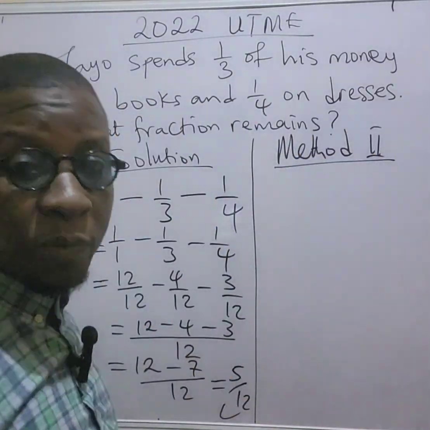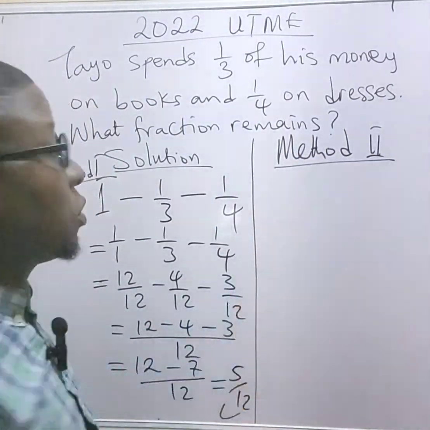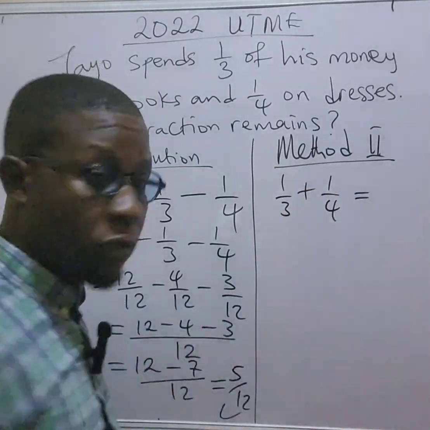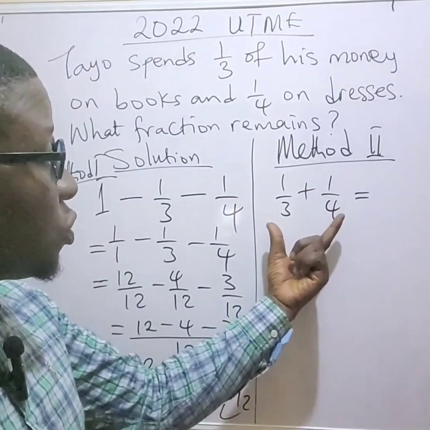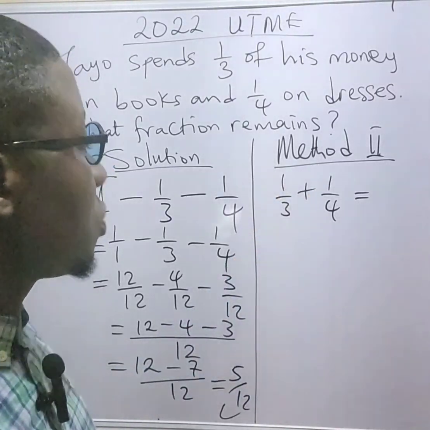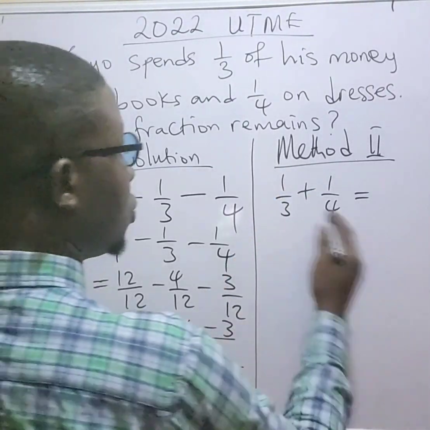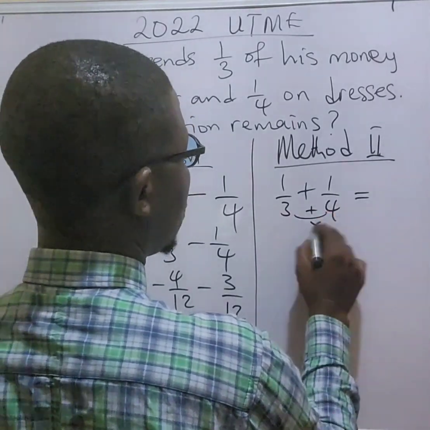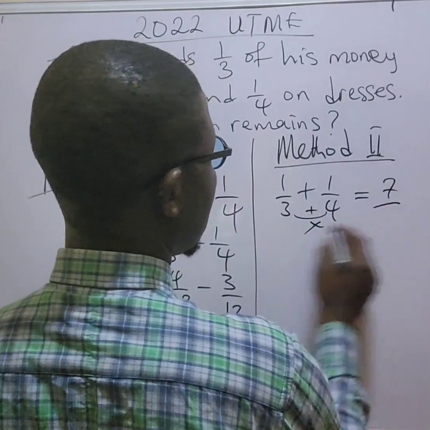You have to add all what you have spent together before you try to take it away from 1. So you do 1/3 plus 1/4. Like I've done in one of the videos in the past, where you're adding unit fractions. Unit fractions are fractions that have 1 as their numerator. When you have that, you just do sum over product. Sum over product, 3 plus 4. So you do 3 plus 4, and you also do 3 times 4. So 3 plus 4 is 7, and 3 times 4 is 12.